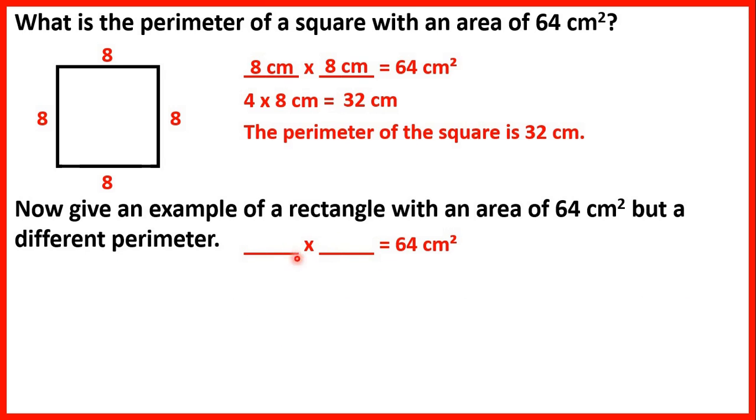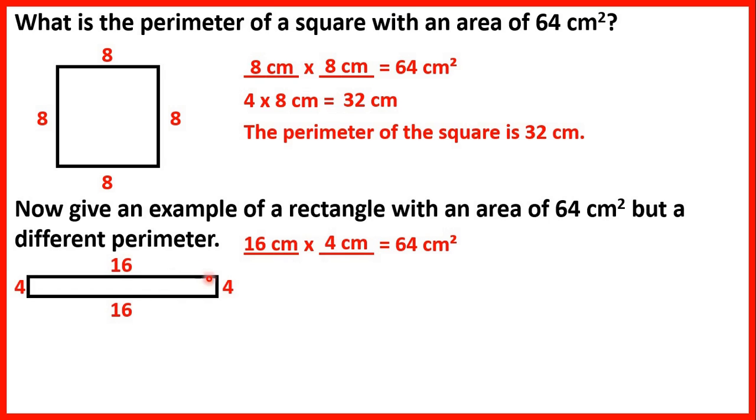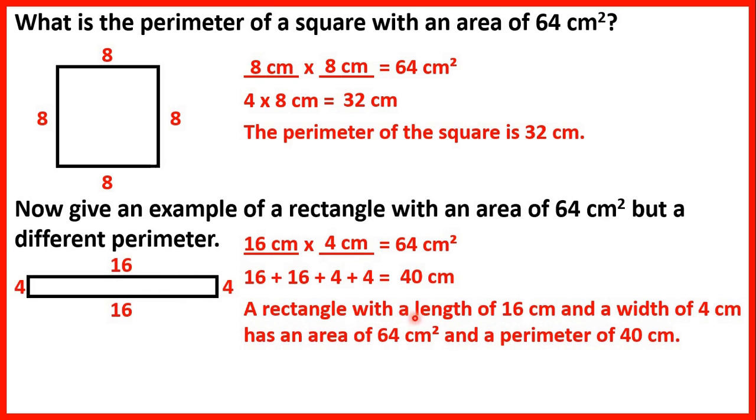There are lots of other possibilities, so we could have 16 centimetres and 4 centimetres. That means a rectangle with a length of 16 centimetres and a width of 4 centimetres has an area of 64 centimetres squared, because 16 times 4 is still 64, and a perimeter of 40 centimetres.